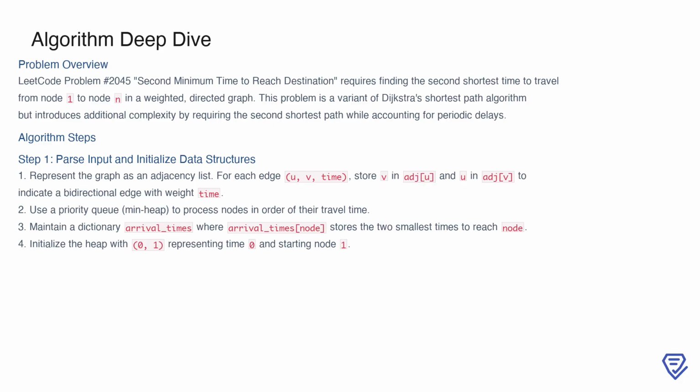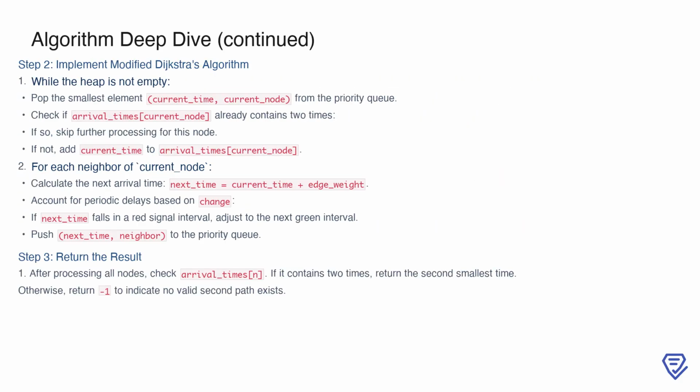Now, we implement a modified version of Dijkstra's algorithm to find the 2 smallest travel times to each node. While the heap is not empty, we repeatedly pop the smallest element, which gives us the current node and the time it was reached. At each step, we check whether the arrival_times for this node already contain 2 travel times. If it does, we skip further processing for this node to avoid redundant calculations. Otherwise, we add the current time to the list of arrival times for this node.